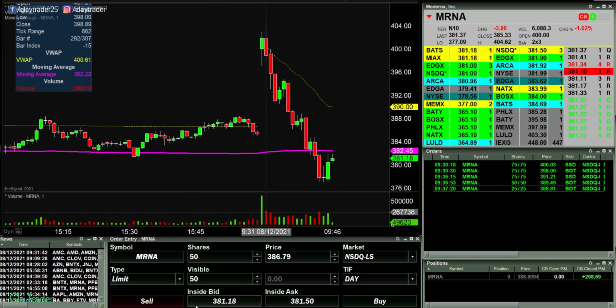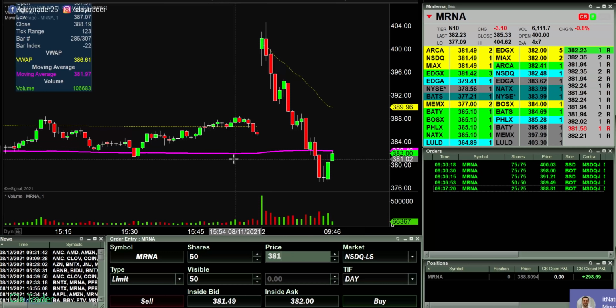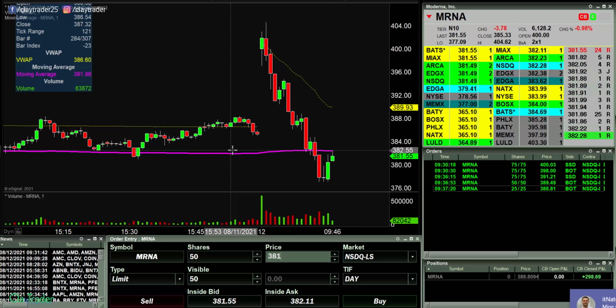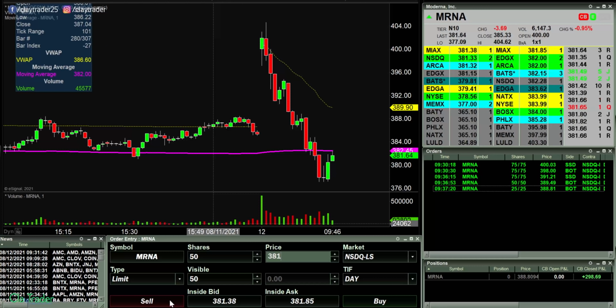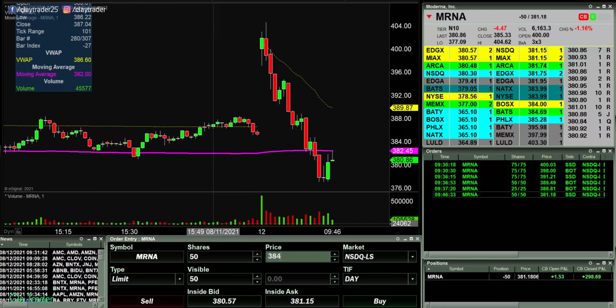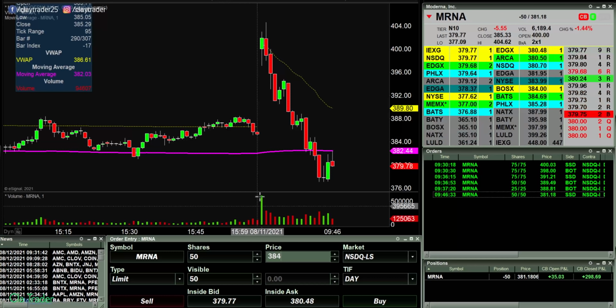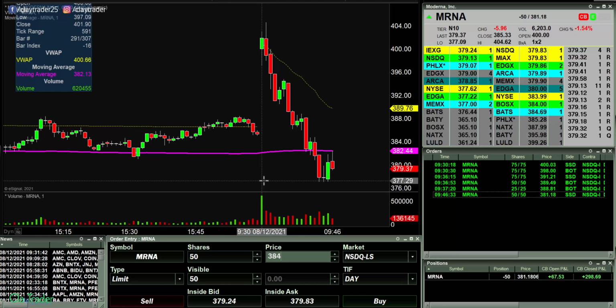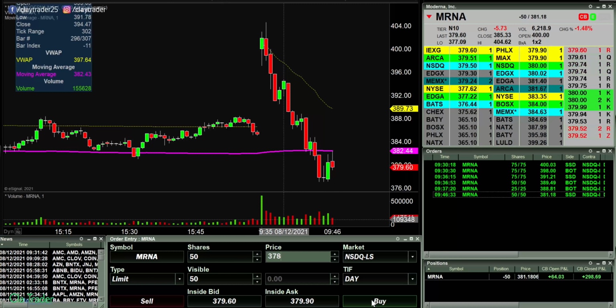All right, what I'm going to do here is hop in at 381, if it looks like it wants to come down to 381, with my risk being 383. So $2 risk, 50 shares, that's $100. So I'm going to risk $100 here. And if I'm wrong, I'll still be green on the day, which I'm fine with. So let's see if this thing wants to come back down. Would like to see it down to at least 378.